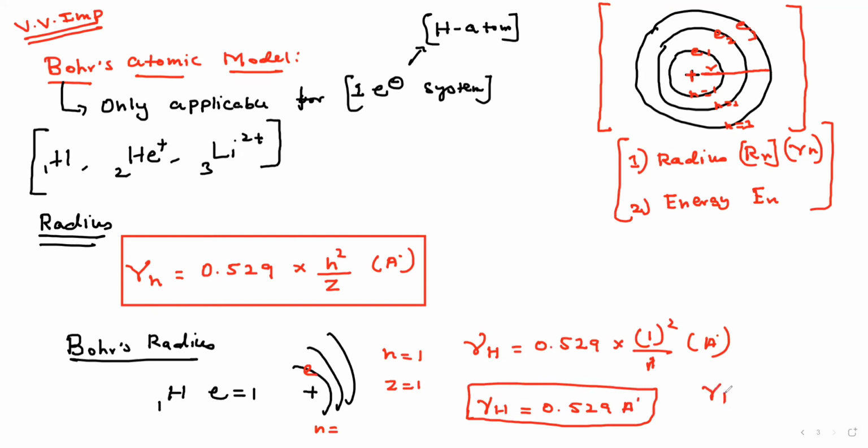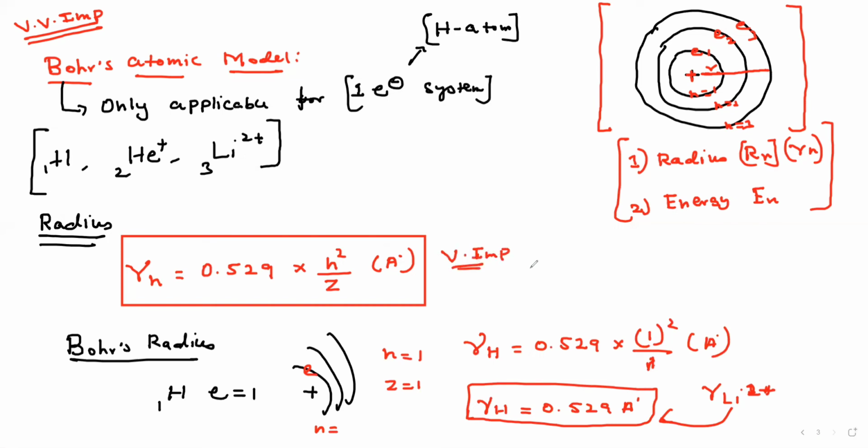Using the Bohr radius, they may ask what is the radius of lithium 2 plus. They will correlate lithium 2 plus with the hydrogen atom. They will ask how much radius difference there is between lithium 2 plus and hydrogen. They will ask this from the exam point of view. This is very, very important. Please note.